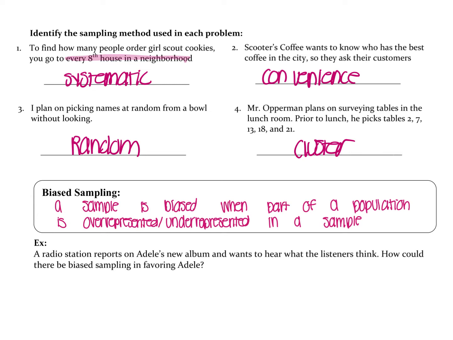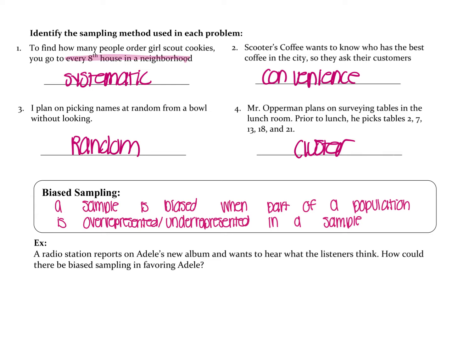For the example here, it says a radio station reports on Adele's new album and wants to hear what listeners think. How could there be biased sampling in favor of Adele? I'm not going to write anything here, we'll just talk about it. This could favor Adele because if the radio station is already talking about Adele and reporting on her album, it's more likely that her own fans will be listening to that station.